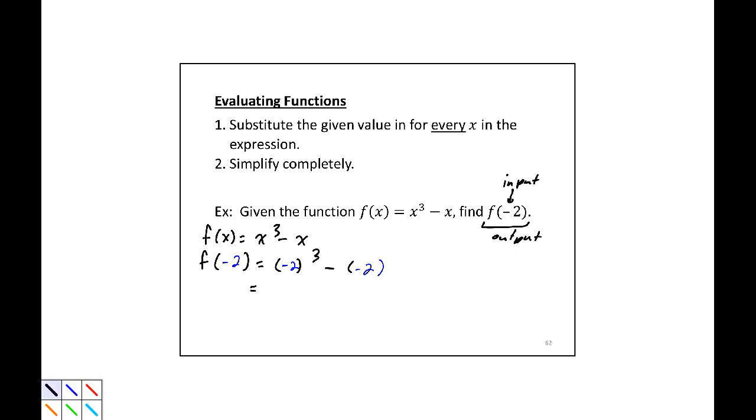On the right side, the left side does not need any simplification because it represents the output. So negative 2 cubed is minus 8, and then we have plus 2, so that this is minus 6. So f of negative 2 is negative 6, which means the input is negative 2 and the output is negative 6. Let's look at another example.